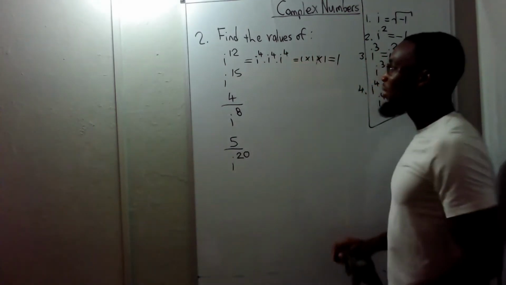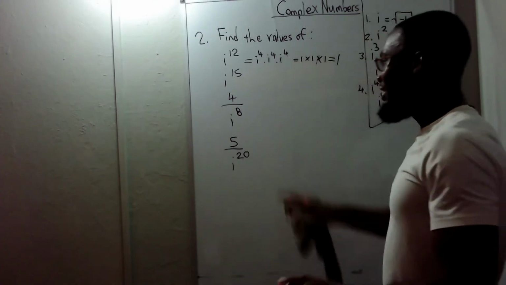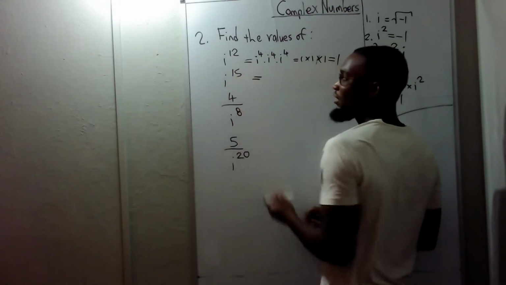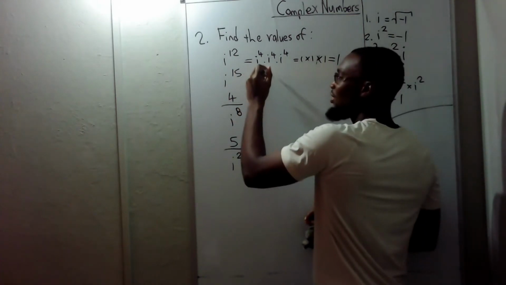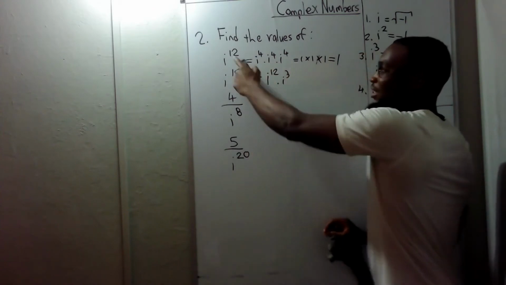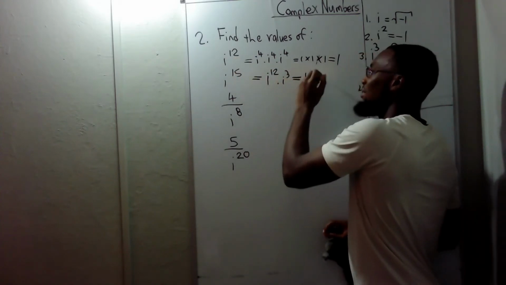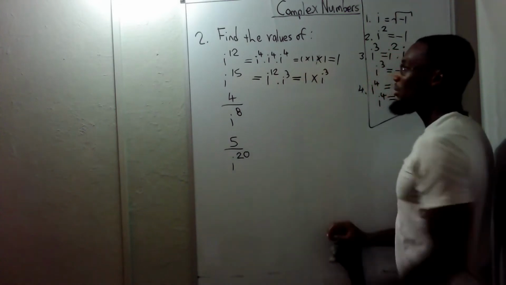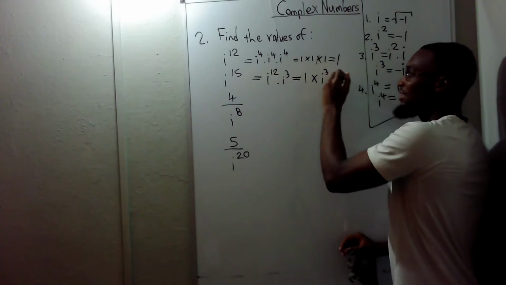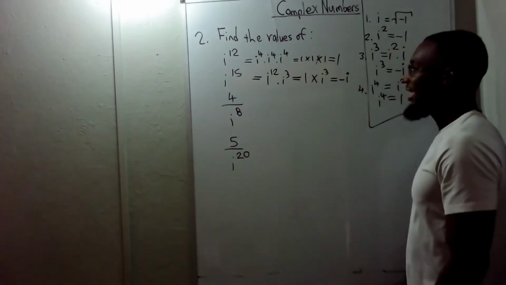1 times 1 times 1 times 1 is 1. Now we need i to the 15. Now look at that. i to the 12 is what? 1. So this is now i to the 12 times i cubed. i to the 12 is 1 times i cubed. But i cubed is what? Minus i. So this is 1 times minus i, which is minus i.